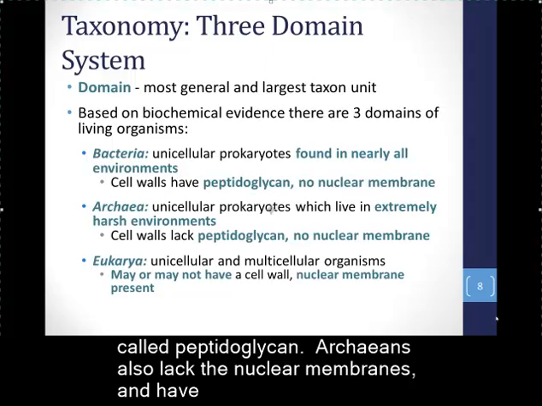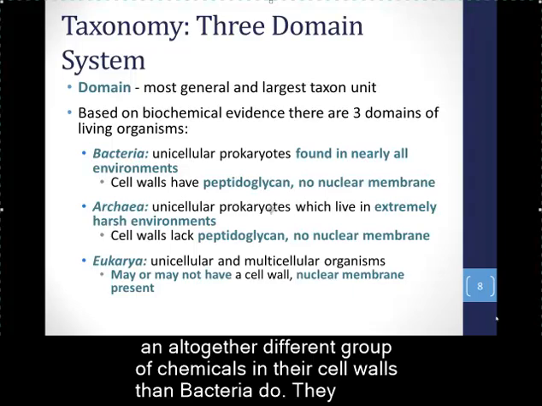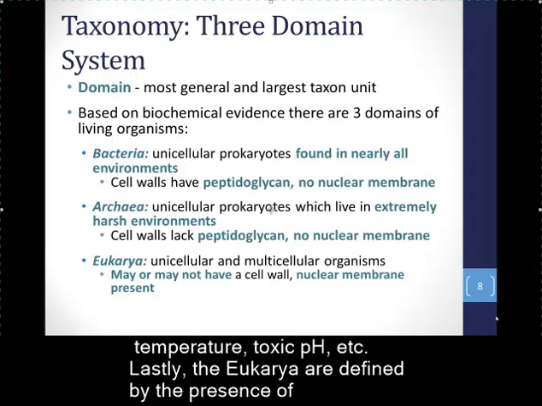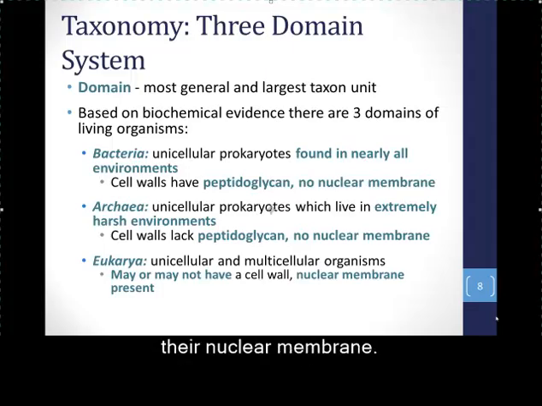Archaeans also lack the nuclear membranes, but they have an altogether different group of chemicals in their cell walls than bacteria do. They also tend to occupy some of the most harsh environments that the Earth has to offer: high salt, high temperature, toxic pH, etc. And then lastly, the eukarya are defined by the presence of their nuclear membranes.